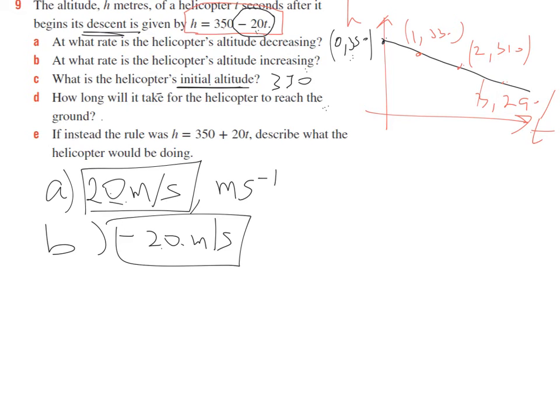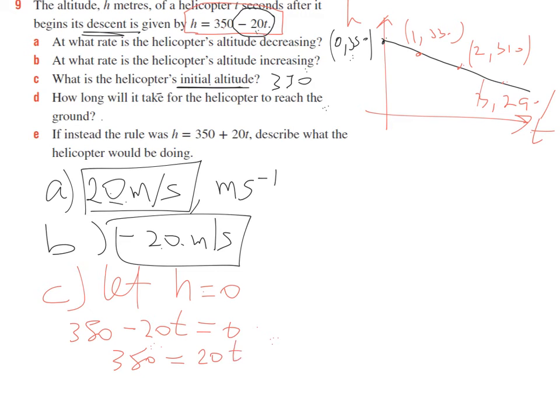How long will it take the helicopter to reach the ground? Well, what's our ground level height? That's 0. So let h equal 0. And then we solve. So I'll say 350 minus 20t equals 0. So we're going to take this 20t over to the other side because I don't like working with negatives. So 350 equals 20t. So we're going to end up with t equals 17.5. So it's going to take 17.5 seconds to reach the ground. As we've got there, and this is D, not C.